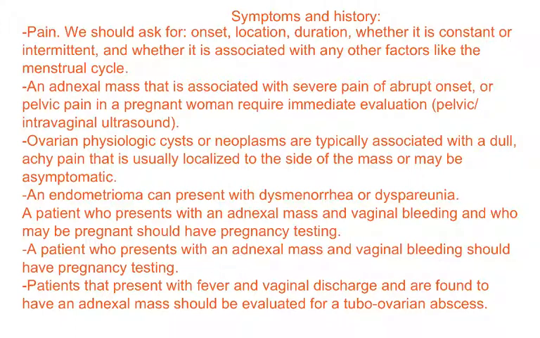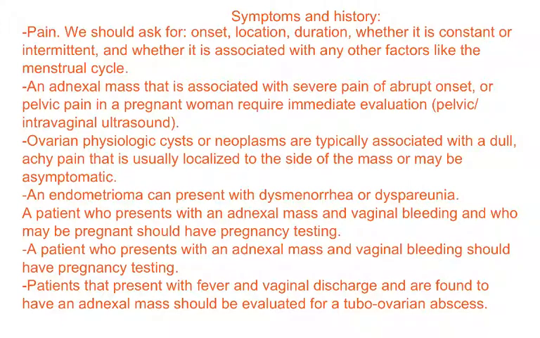Now, ovarian physiologic cysts or neoplasms are typically associated with a dull, achy pain that is usually localized to the site of the mass, or maybe just asymptomatic, as we mentioned. And endometrioma can present with dysmenorrhea or dyspareunia, and is usually a woman of childbearing age that complains of severe pain with menses.